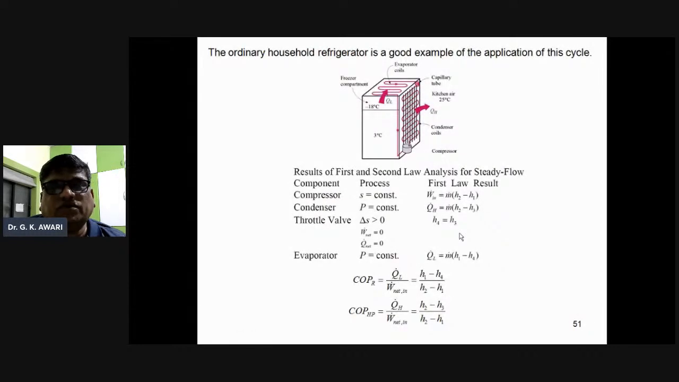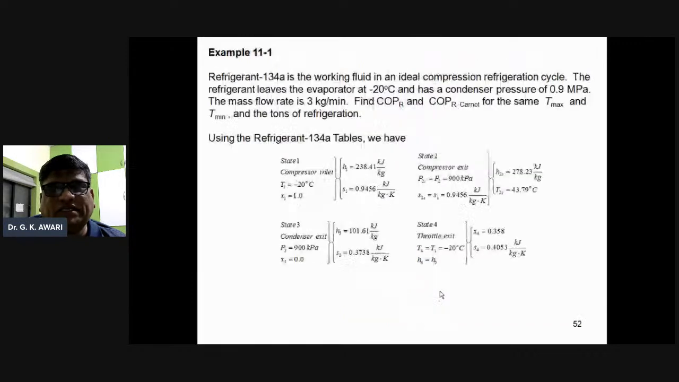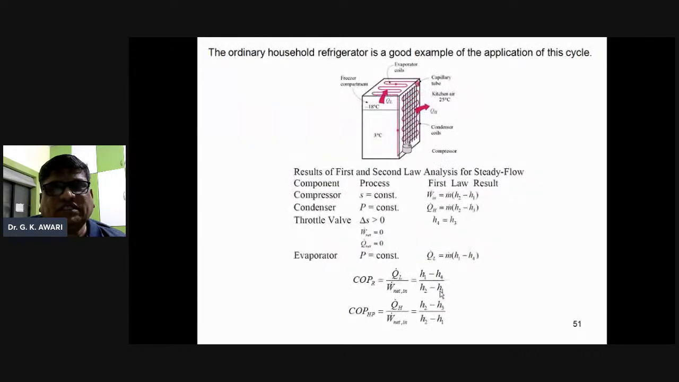The ordinary household refrigerator is a good example of the application of this cycle. So, results of the first law and second law for a steady flow: COP of refrigerator is QL divided by W net, that is (H1 minus H4) divided by (H2 minus H1), and COP of heat pump is (H2 minus H3) divided by (H2 minus H1). So what is this H2 H1?